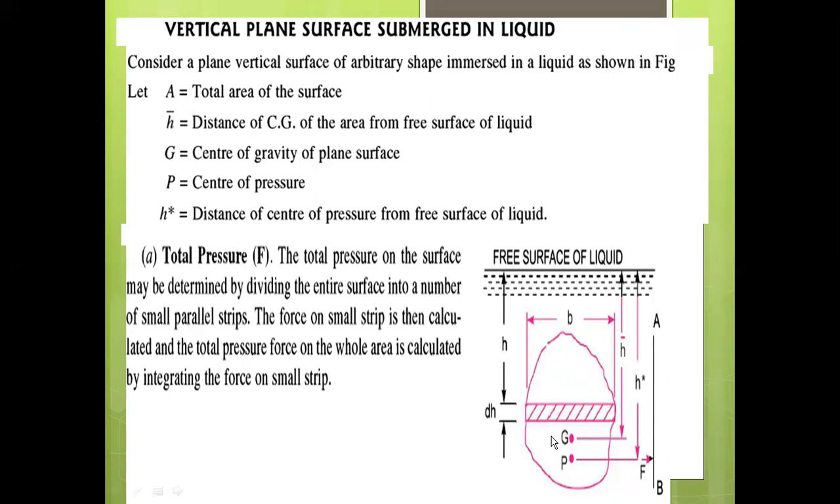Then first, the total pressure, that is capital F. This is a force. The total pressure on the surface may be determined by dividing the entire surface into a number of small parallel strips. We can see in the figure, this surface is divided into a number of small parallel strips. Here is given a small strip of dh thickness. The force on a small strip is then calculated, and the total pressure force on the whole area is calculated by integrating the force on the small strip.